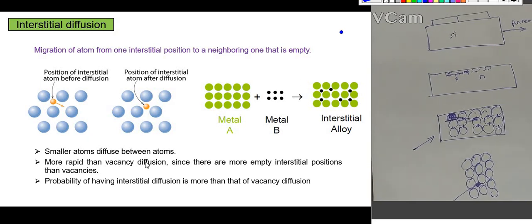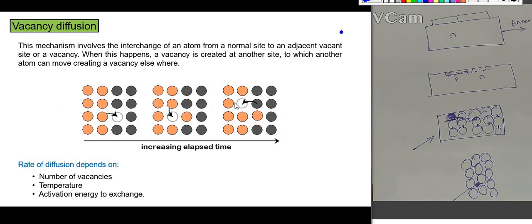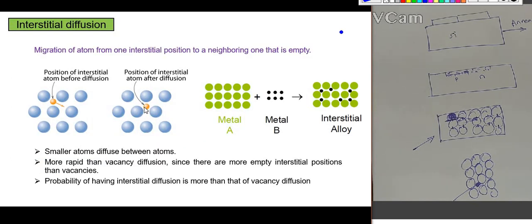It is also more rapid than vacancy diffusion, since there are more empty interstitial positions than vacancies. For vacancy diffusion, there is a requirement of vacancy. If there is any vacancy, this vacancy diffusion may occur, but here there will always be interstitial sites. So easily this interstitial atom can occupy another interstitial site. So the rate of interstitial diffusion is higher than that of vacancy diffusion, and the probability of interstitial diffusion is more than that of vacancy diffusion. Okay, so this is a very important mechanism for creation of interstitial alloys.